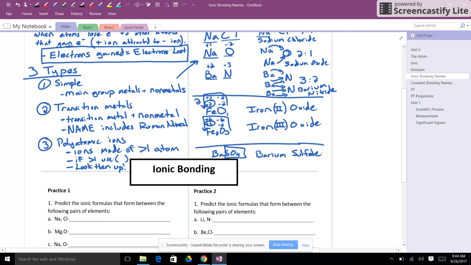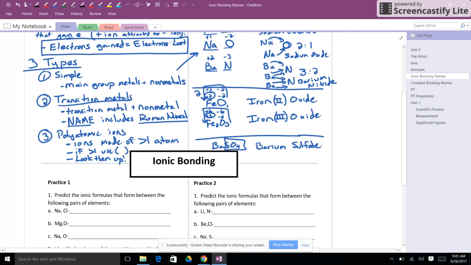Okay, now the second type of naming technique is going to include the transition metals. So here's the idea. Transition metals can lose different numbers of electrons. If that happens, we need to make sure the name includes the Roman numeral to tell us how many electrons are being lost by each atom.